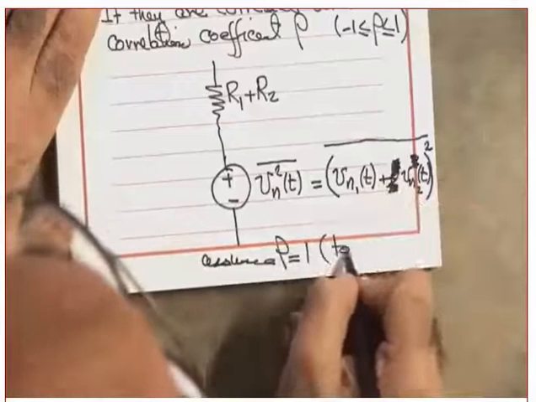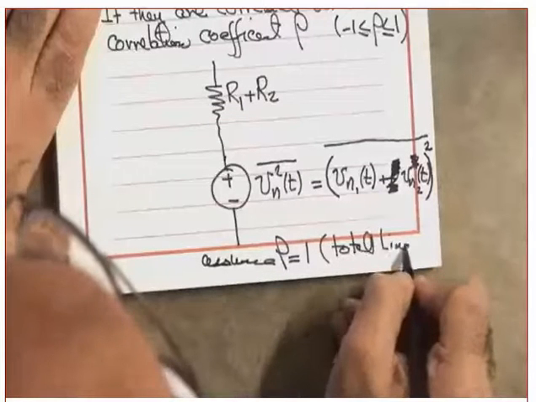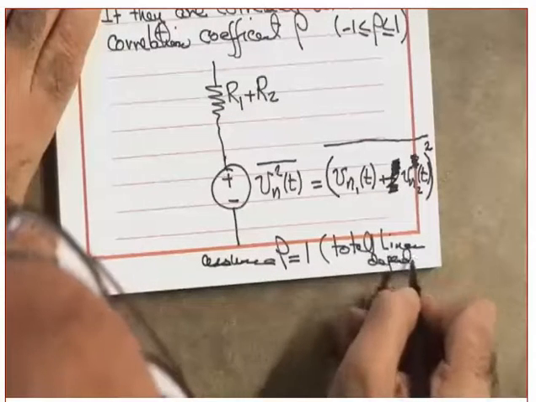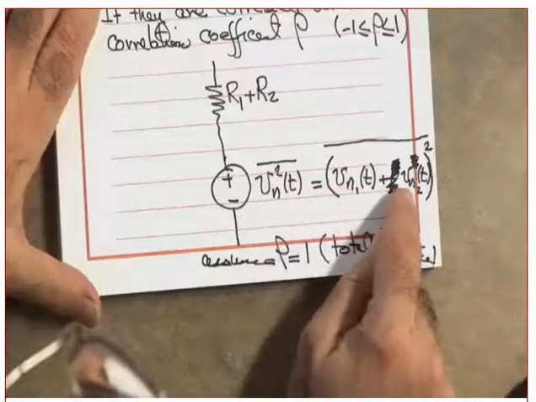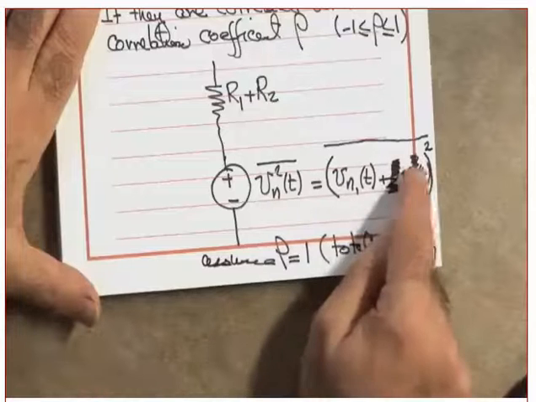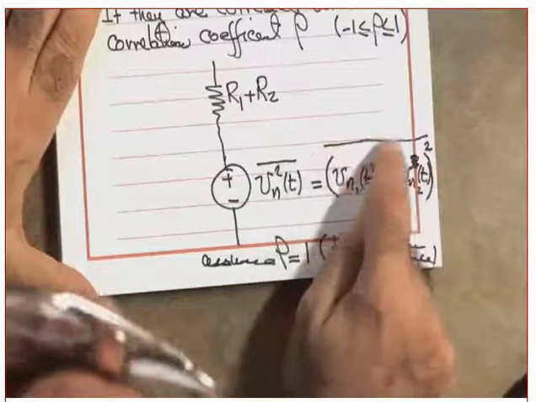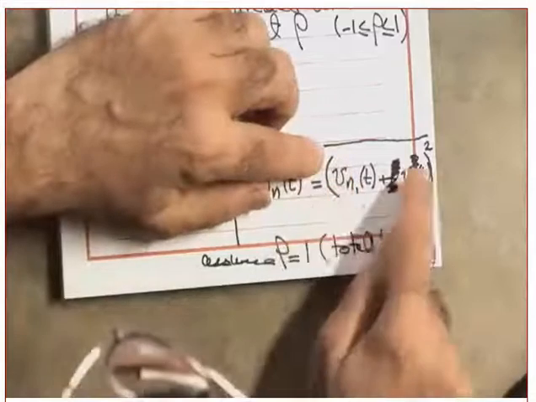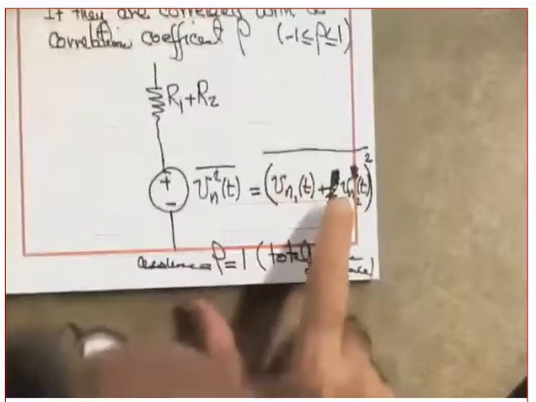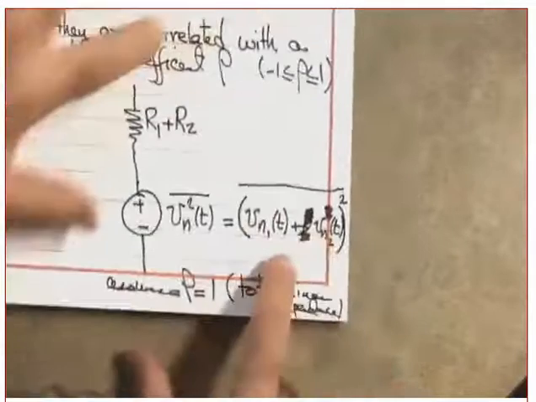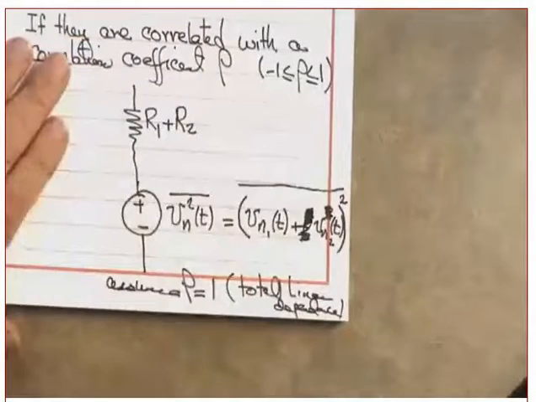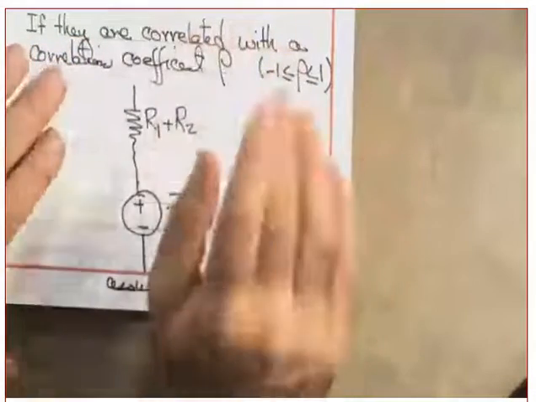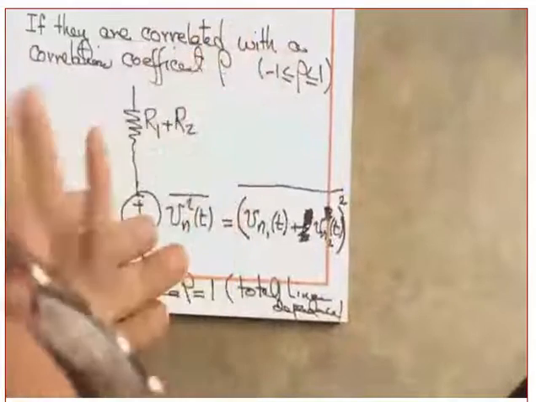Rho equal to 1 means total linear dependence. Then you have Vn1 of t plus Vn2 of t, the whole thing squared, and then averaged. The first one squared will give you this term. The second one squared will give you this term, but there is a middle term. You need to take the middle term into consideration. Now, most of the time we are going to assume that they are uncorrelated. Clear so far? Yes or no?